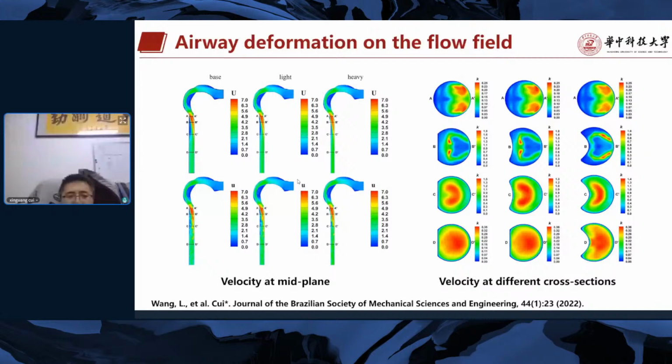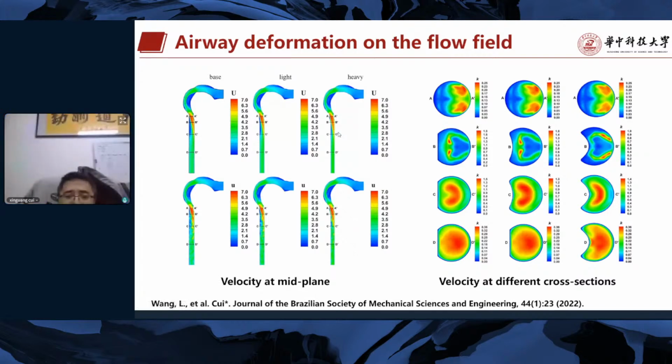I also did some research work on a simplified geometry, and we considered the deformation of the trachea and how it impacts the flow. We see that the deformation of the trachea mainly impacts the recirculation zone. You can see from these figures that the recirculation zone becomes smaller, but it almost doesn't impact the laryngeal jet.